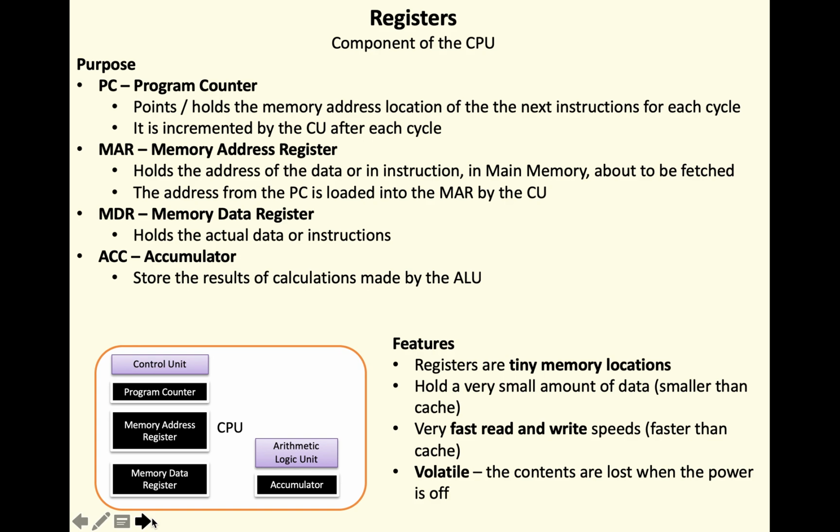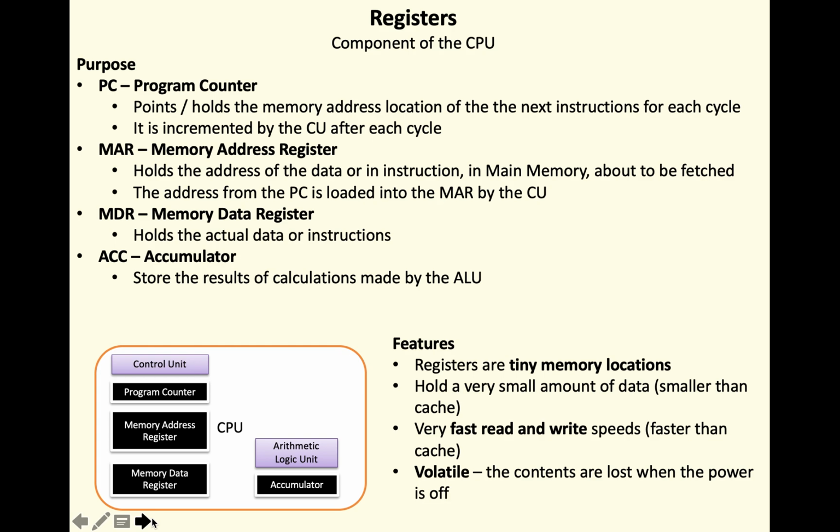So the program counter points to and holds the memory address location of the next instruction for each cycle. It is incremented by the CU after each cycle, so it increases by 1 after each cycle. Once the cycle is complete, we point to the next location. The memory address register holds the address of the data or instruction in main memory about to be fetched. So the address from the PC that's pointing to the next instruction is then loaded into the memory address register by the CU.